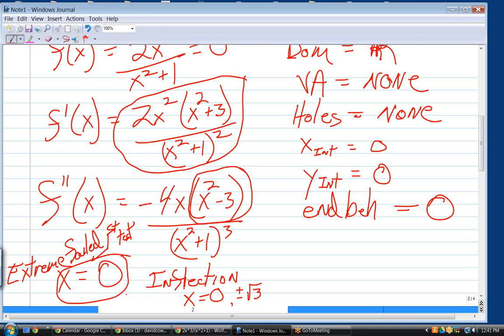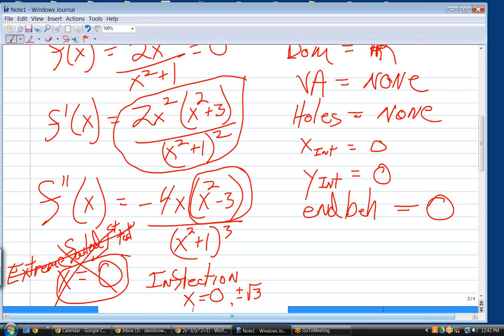The only test left to determine if that's a minimum or a maximum is the first derivative test. So you go on either side of 0 and find out if your first derivative changed signs. And since this thing is always positive, it's not going to change signs. It's going to go plus, plus, plus, 0, plus, plus, plus. So it fails the first derivative test. That's not an extrema.